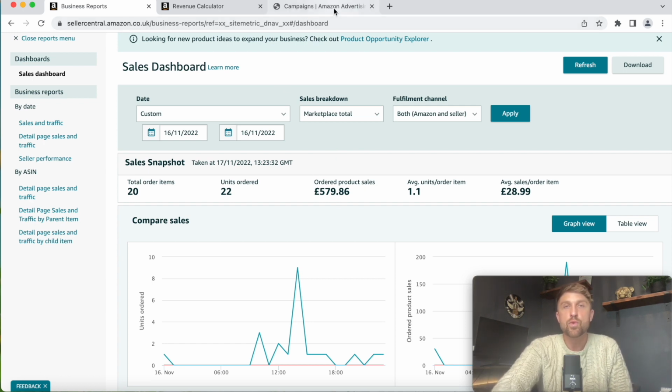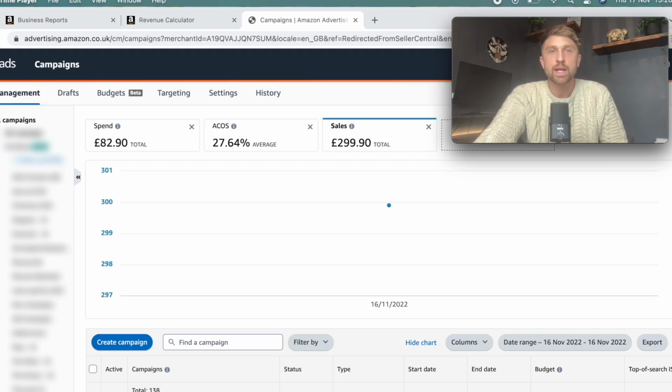So £579.86. If we move over to my campaign manager, guys, I mentioned I blocked out the bottom side of the screen because we've got my campaign names and we've also got my portfolio names there as well. But we can see yesterday I spent £82.90 on advertising, and my ACOS was 27.64% with a total of £299.90 of sales. So if you think about my total sales being 590, £300 of that came from advertising. But that advertising came at a cost.